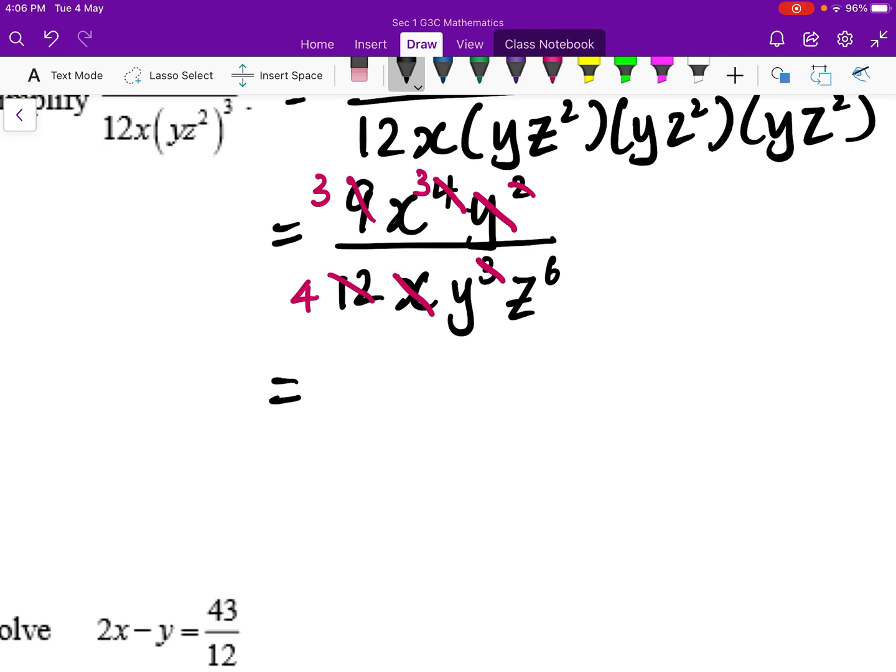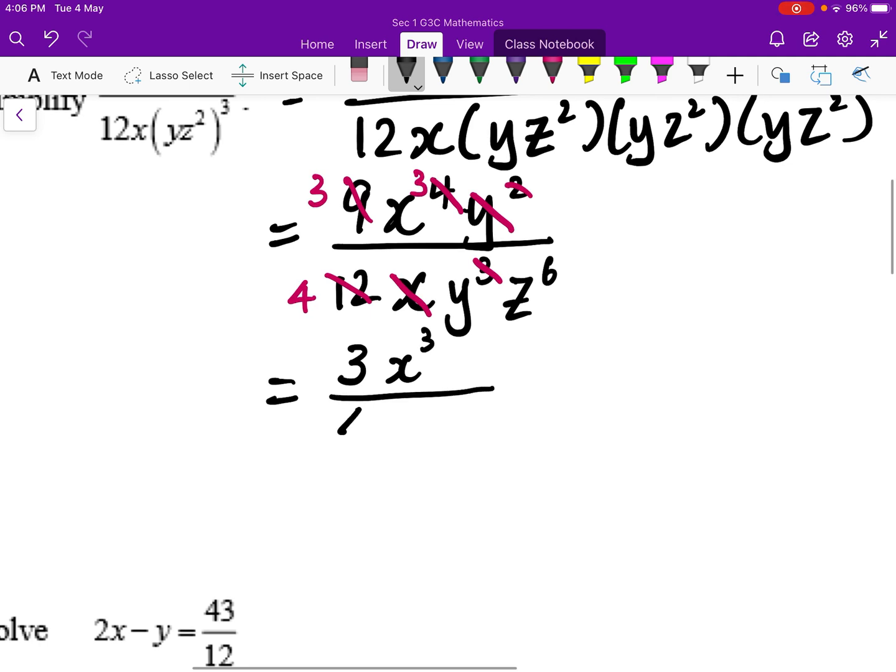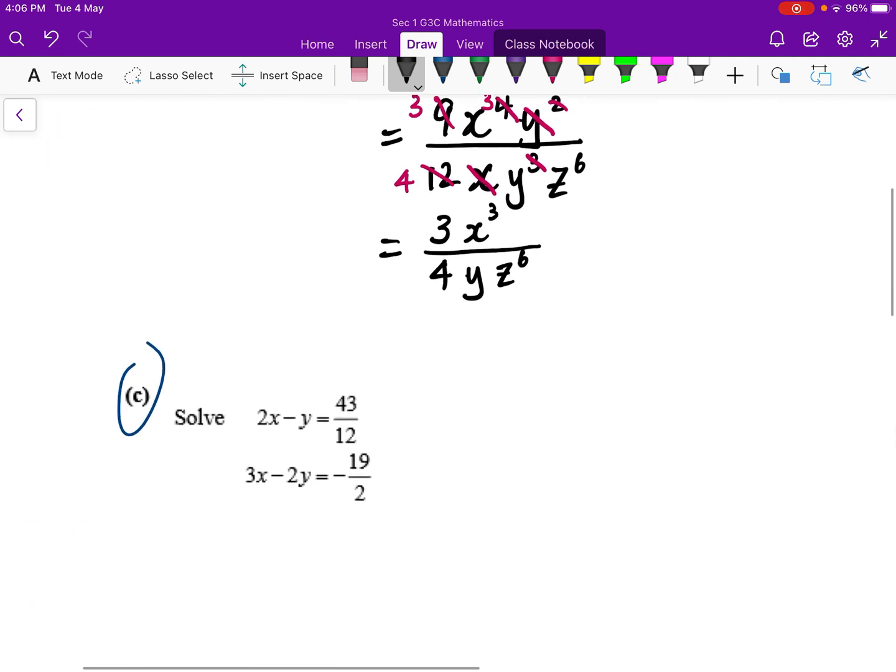Okay, so the number first, we've got 3. We've got x to the power of 3 left. No more y term. Over 4. No more x. We only have 1 y. And we have 6 z. So this is our final answer.